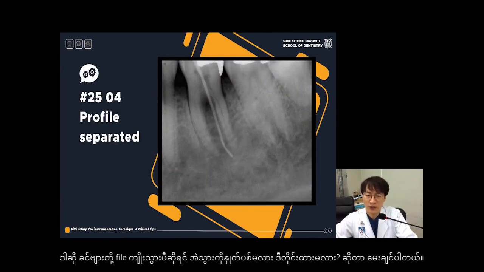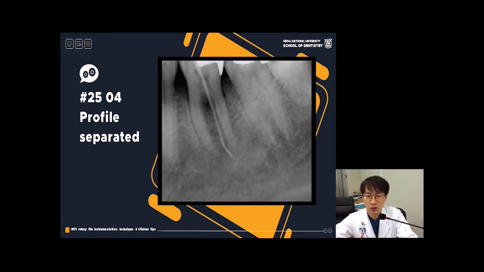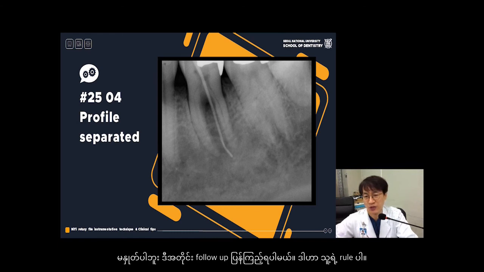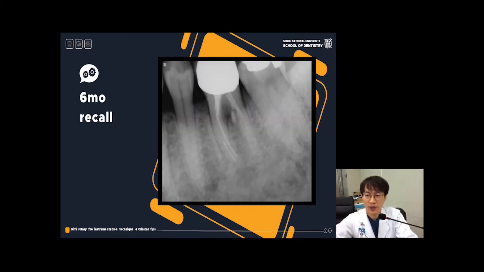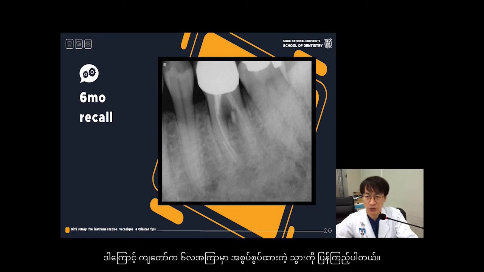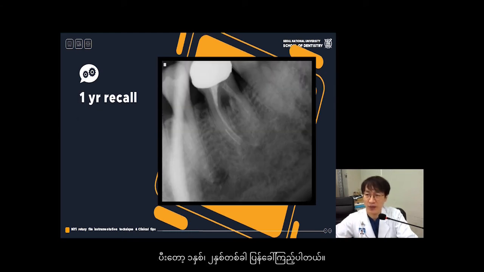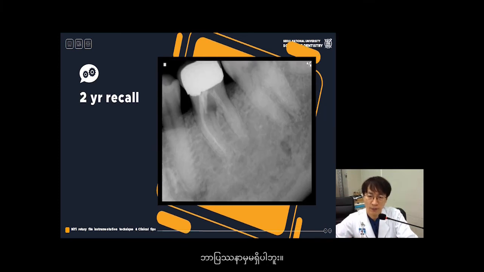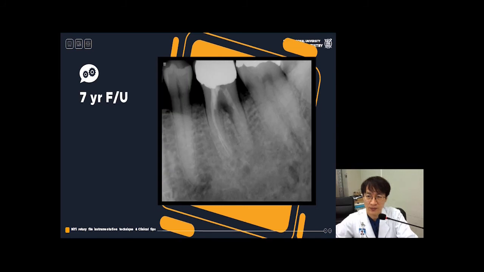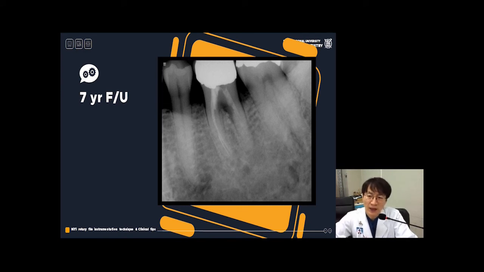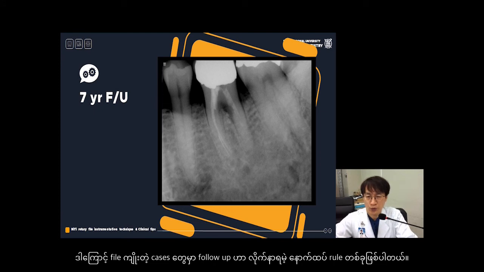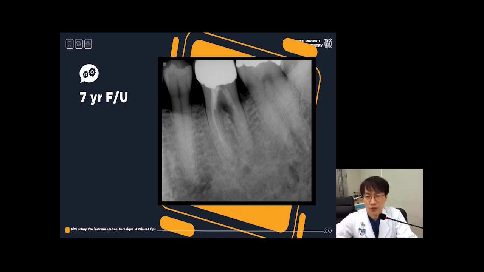And once you have separated file, you're gonna extract it right away or ignore that tooth? No, you have to follow up. That's the rule. So once you have separated, you have to check regularly the patient, the symptom, whether they have problem with the separated file. So I followed up 6 months after the crown, and then patient came after 1 year, 2 year follow up. There was no problem, and then even 7 years. So apical area is still intact and sound and normal. So the follow-up is another rule to check the sequel of the separated file.